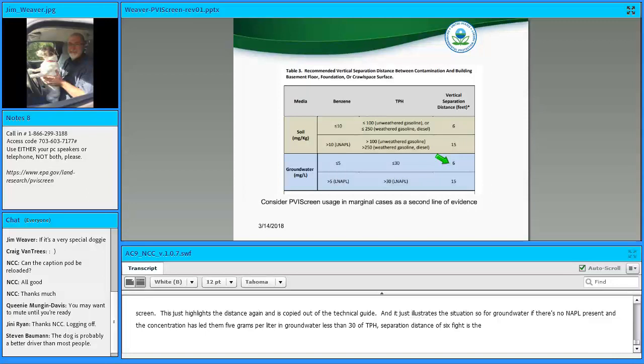Well, like I said, maybe there's a marginal situation where you can't be sure, so you could use PVIScreen to develop a second line of evidence.